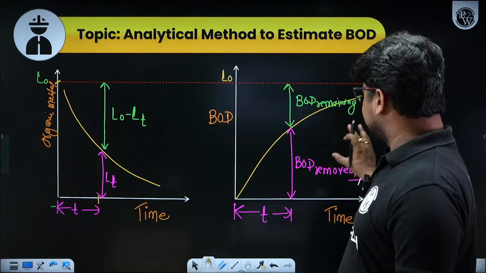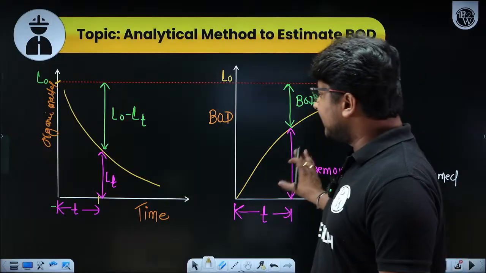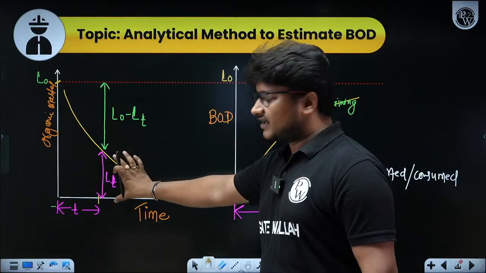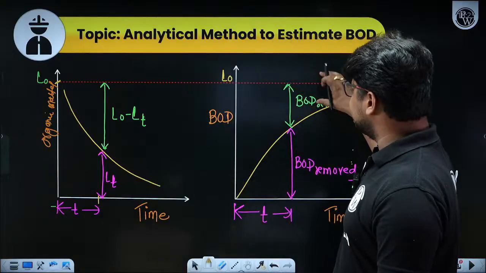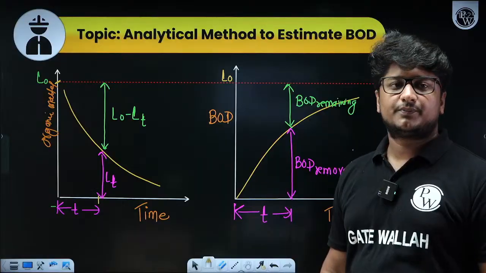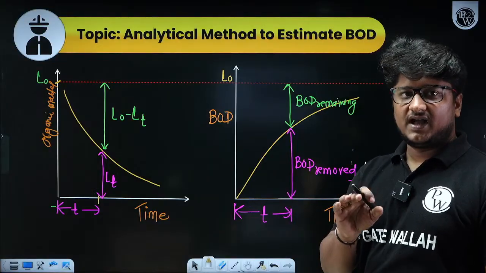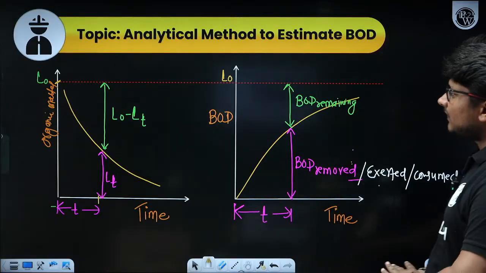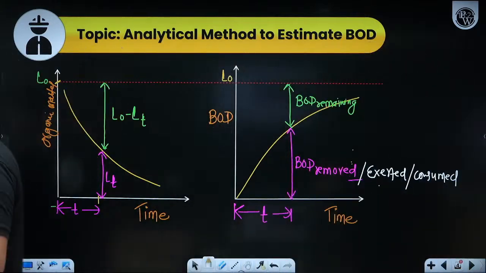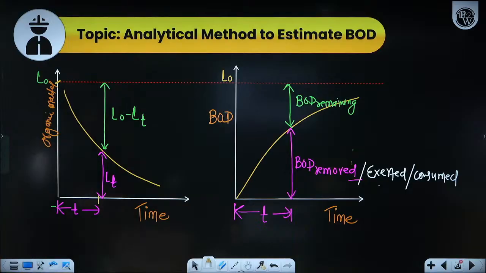So is this BOD something which is indicating this part, or is this remaining organic matter something which is indicating the BOD remaining or not? That is what I wanted to know. Is that clear to all of you or not? Tell me quickly.